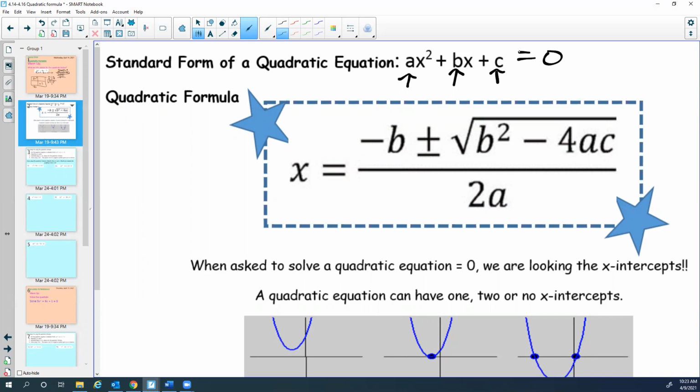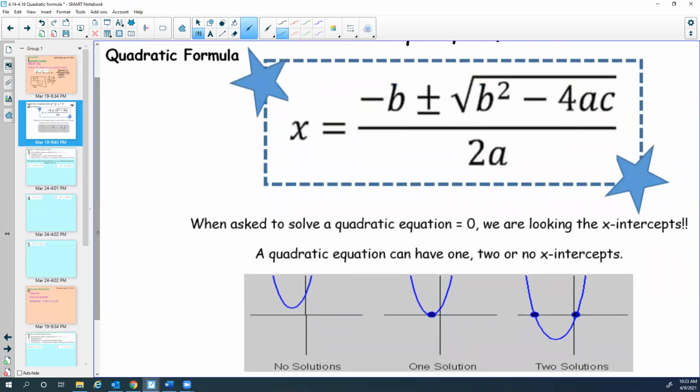Because remember, when we talk about a quadratic, there is a possibility to have no solution, 1 solution, or 2 solutions. Often we have seen a lot of 2 solutions, but we've seen some cases where there are 1 and no solutions.